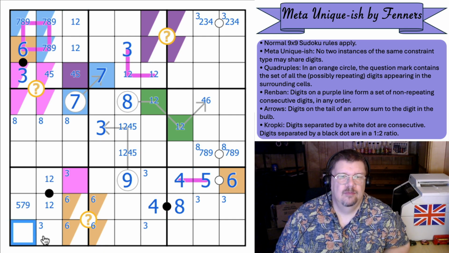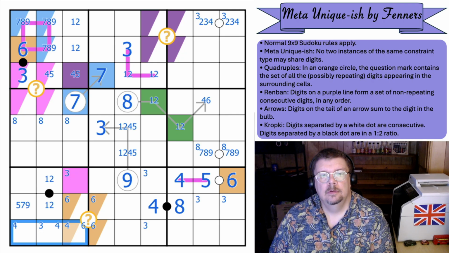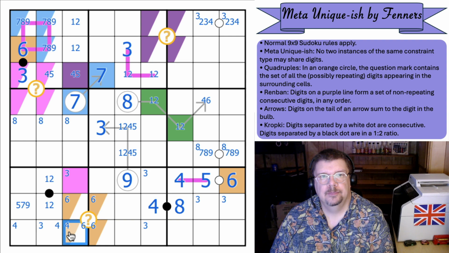These 4s are placing 4 into one of these 3. Now, if this were a 4, then that would have to be 5, and that would place 4 there. But then we would have 4 on 2 different quadruple circles. So that one can't be a 4.